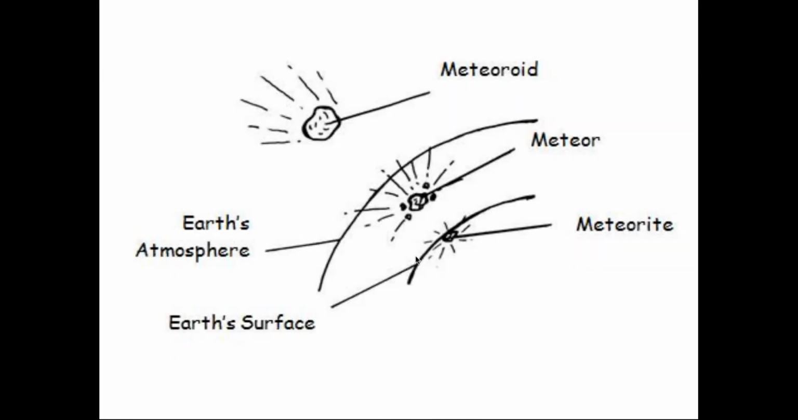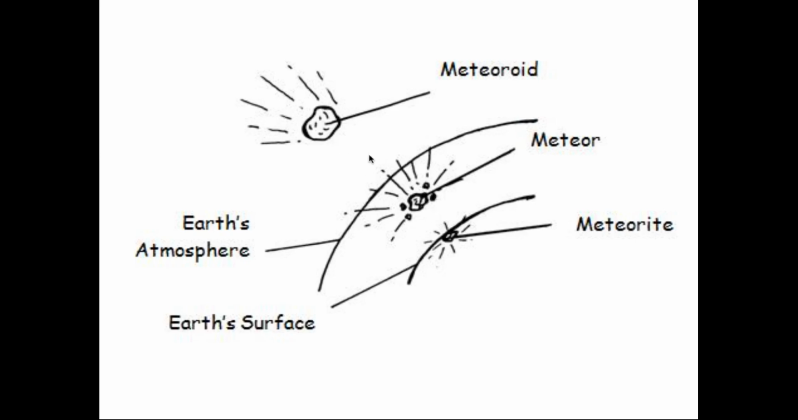So if this is the Earth's surface down here, and you have this image in your note, if the chunk of rock actually lands on the ground or on the surface of the Earth, we call that a meteorite. If the chunk of rock has made it through the Earth's atmosphere, we call it a meteor. And if that chunk of rock from the comet, remember that they originate from the comet, is just floating around in space, but it's smaller and it's derived from the comet, we call it a meteoroid. Okay, so meteoroids out in space, meteors make it through Earth's atmosphere.